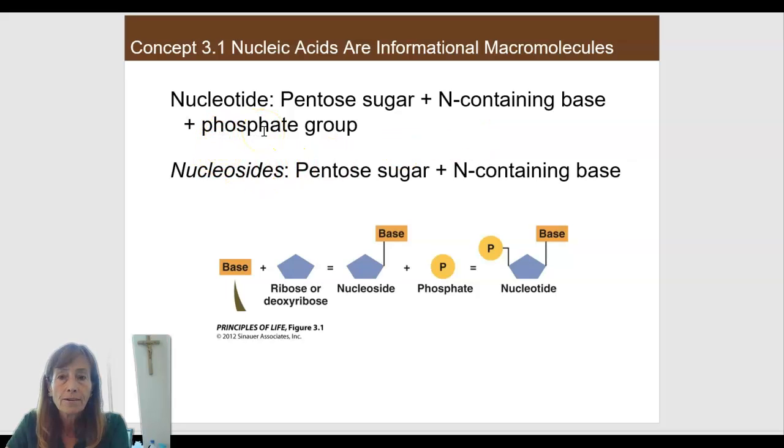Now, if we're only looking at the sugar and the nitrogen base, sometimes the term nucleosides is used instead of nucleotides. But as soon as you put in that phosphate group, which you're seeing down here, so there's the base, there's the 5-carbon sugar, or the pentose sugar. Here's the nucleoside. Add the phosphate, and there you go. So here's our monomer unit right here.